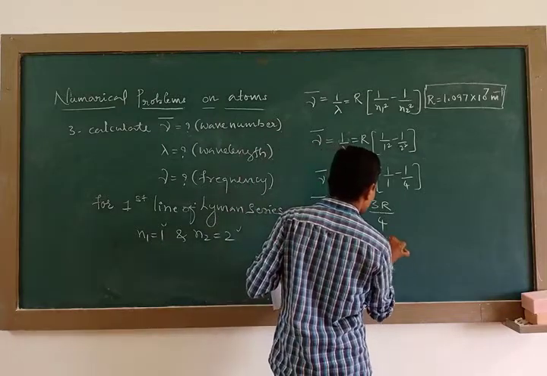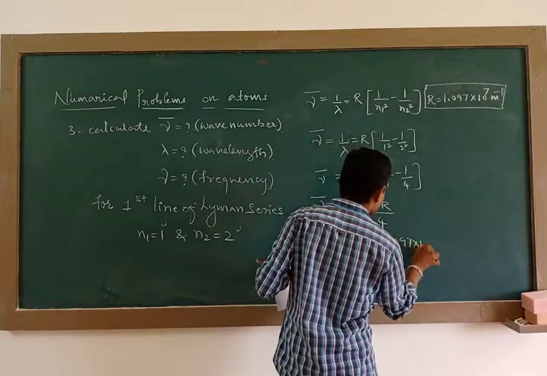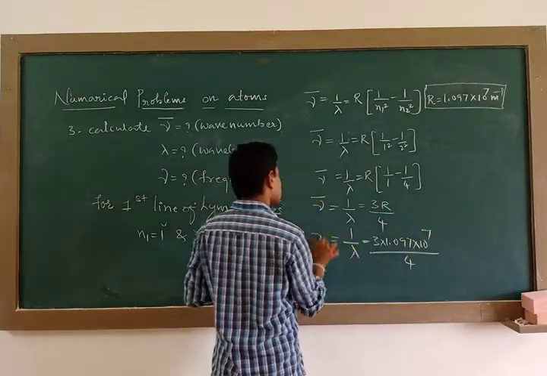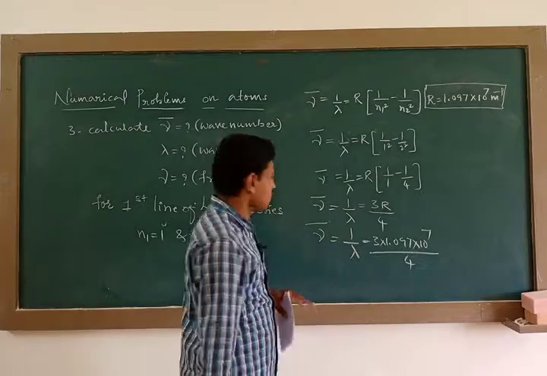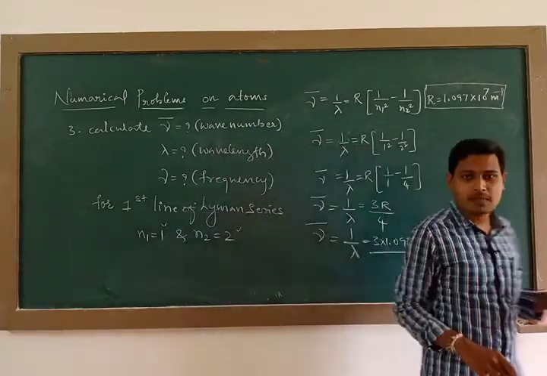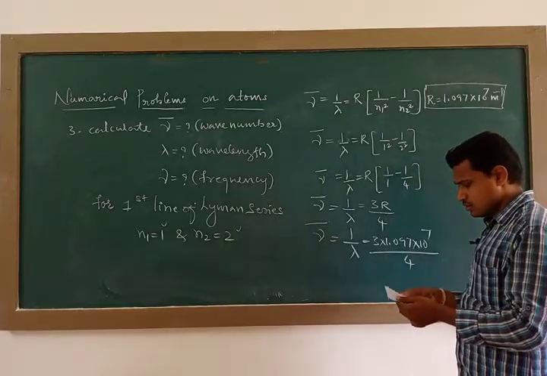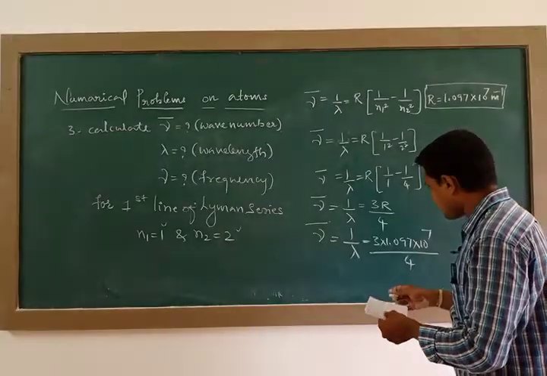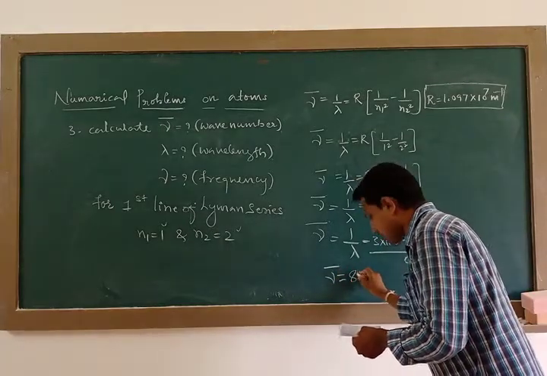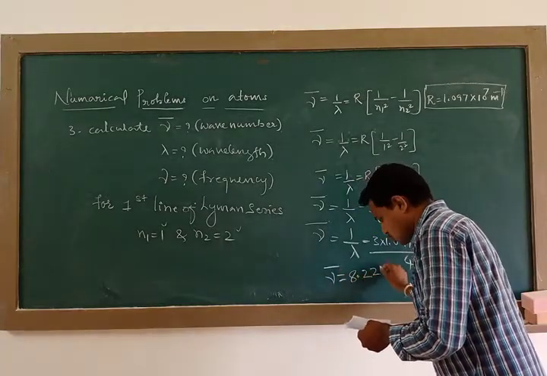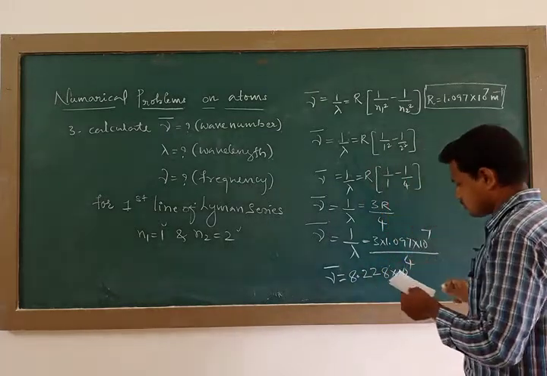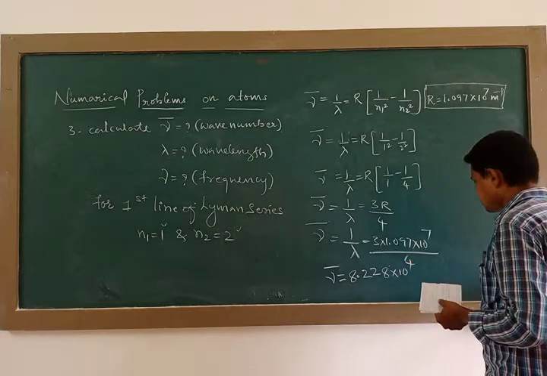So 3 into 1.097 into 10 raised to 7 by 4, that 1 by lambda value is equal to the nu bar value. If you simplify this much, you will get the nu bar value as 8.228 into 10 raised to 6 per meter.